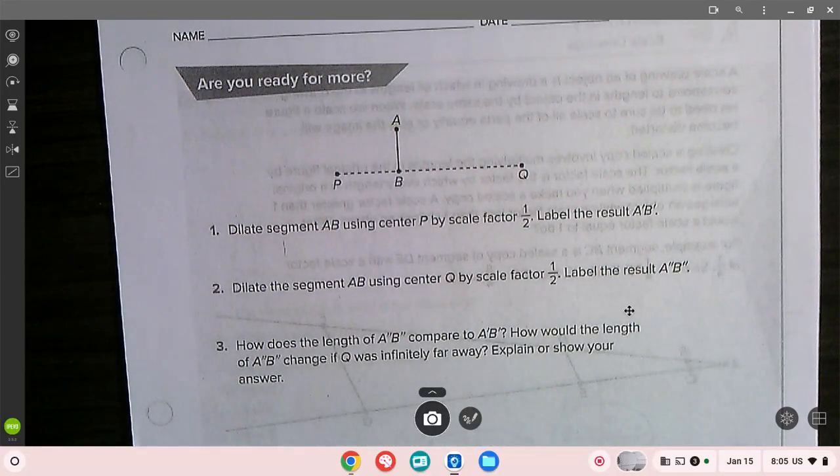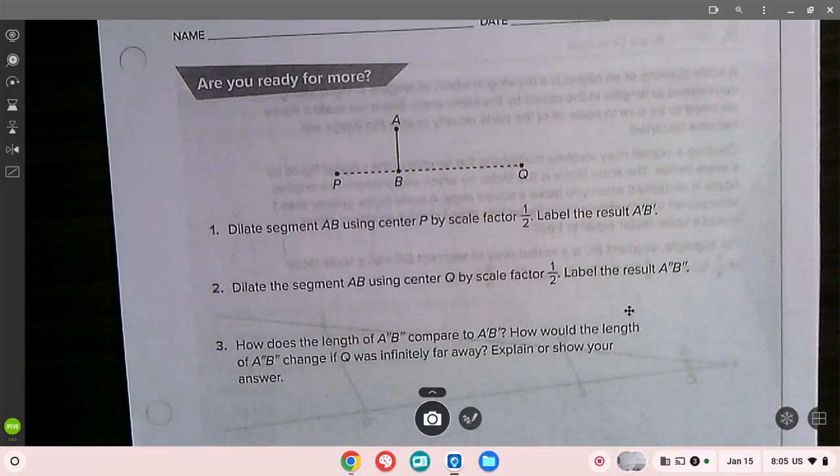Nathan, you have a ruler, sir? Wait, do we need a compass? No, you don't. Could you go ahead and get a ruler for me, sir? If you do not have a ruler, I need you to please grab one.